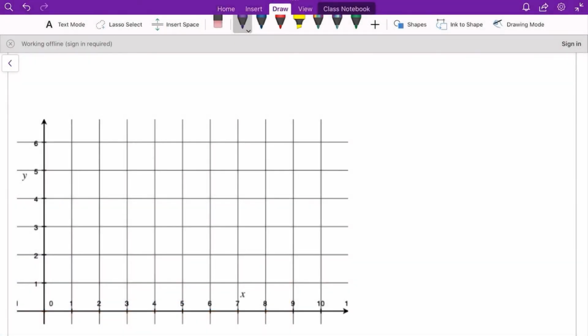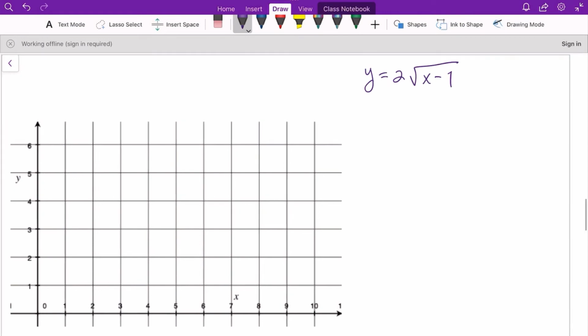The very first function I'm going to have us graph is y equals 2 times the square root of x minus 1. And the way I like to do these is I like to write out my pieces. Now we know the terms, the a term, the h term, and the k term. I like to write out my pieces right away. So right here, we're going to have a is 2.